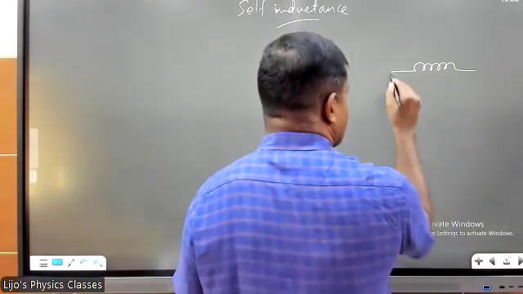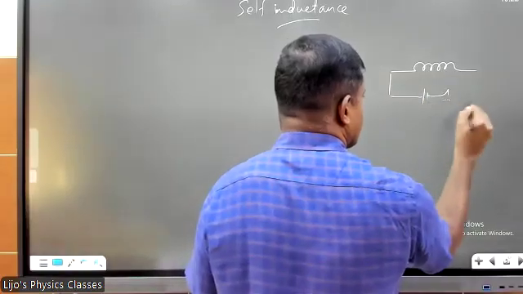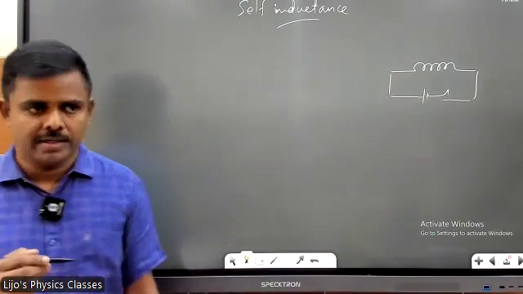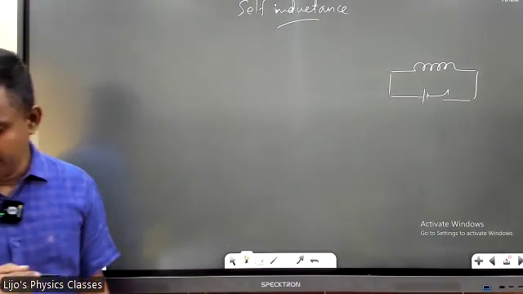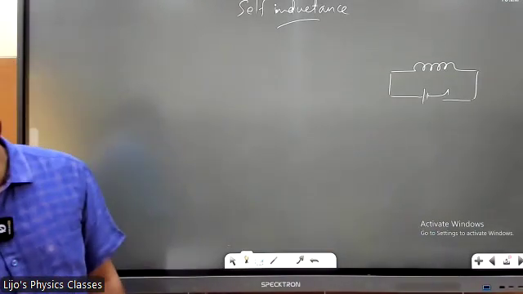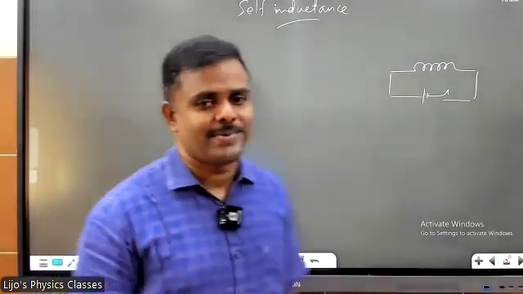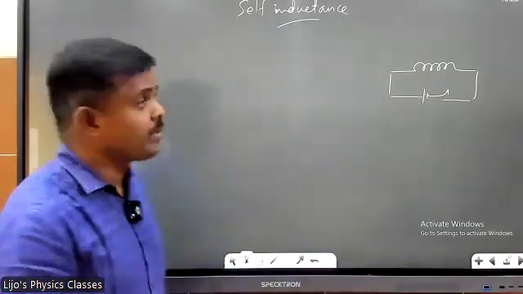This is the coil, and what is it called? Solenoid, right? Yes. Okay. That particular shape is going to be called a solenoid.